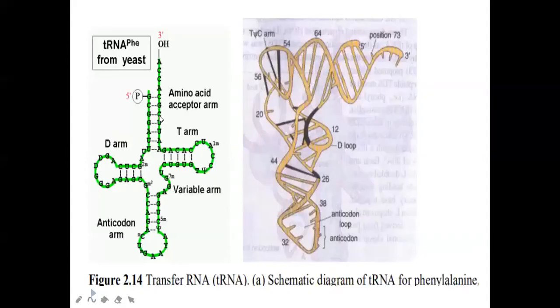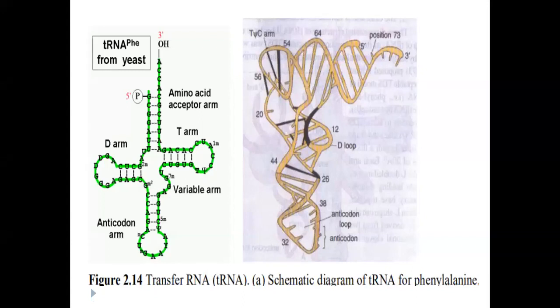The acceptor arm, where we have the hydroxyl group, the T arm, the variable arm, the anticodon arm, and the D arm. The difference is that right after the acceptor, we have the T arm. The D arm is right before the acceptor arm. So that's about transfer RNA. This is how it looks.